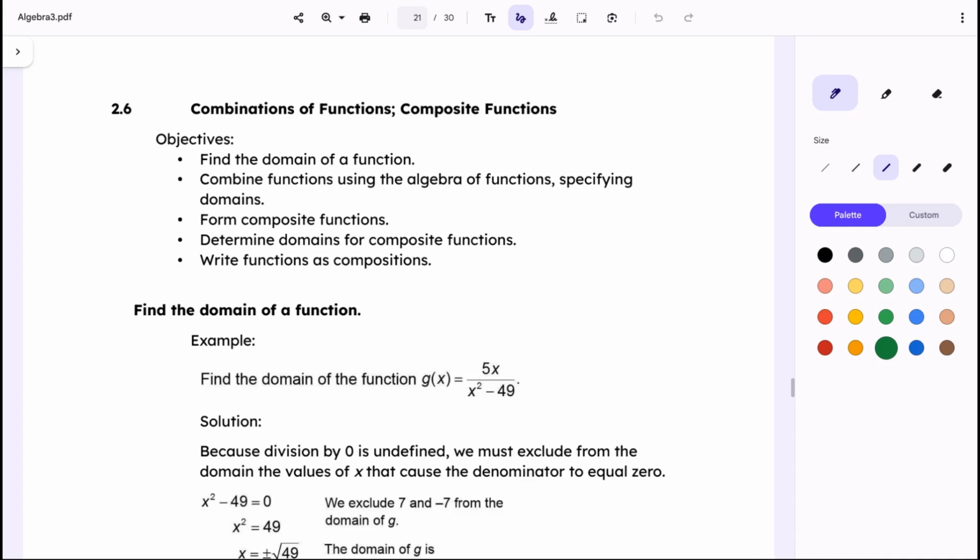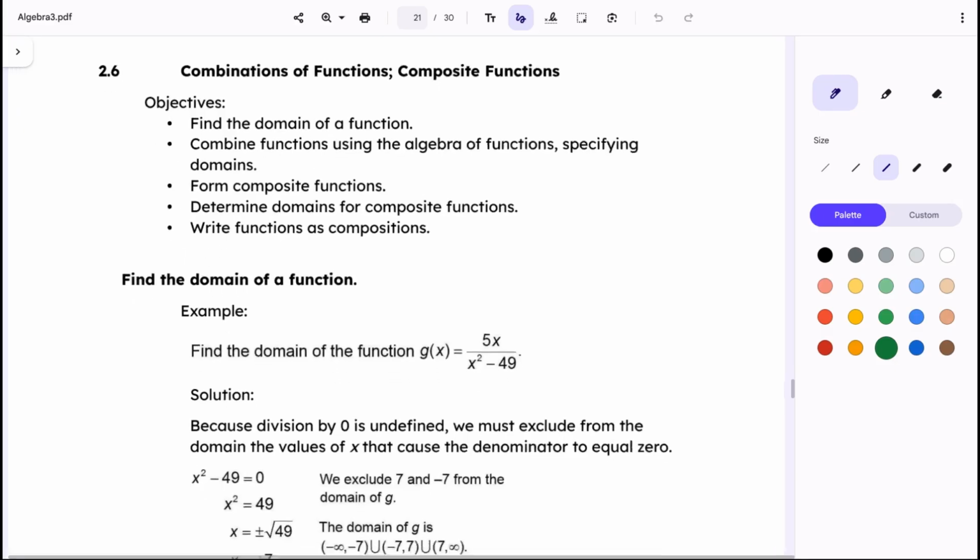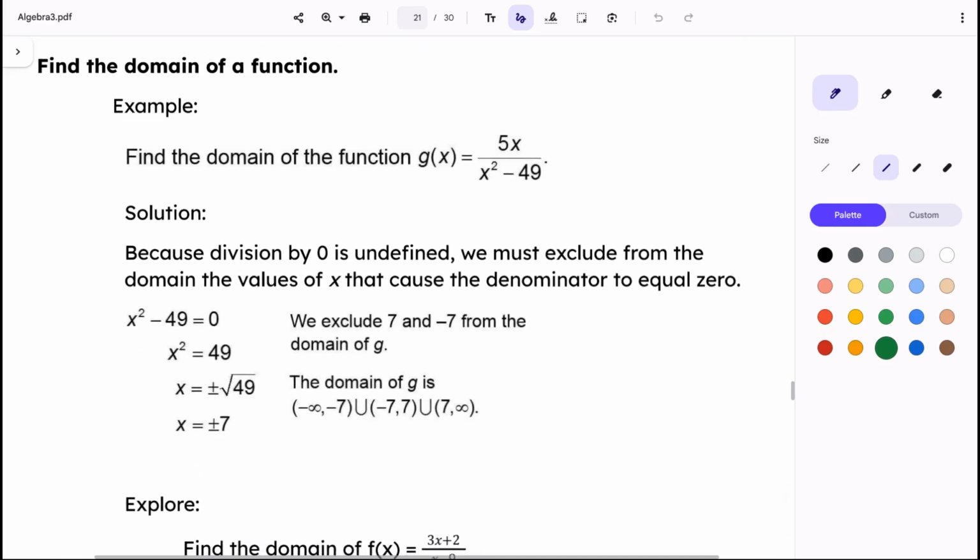We're also still going to talk a little bit about finding domain. So mainly looking at what x values would cause issues. And we've done a little bit of this before when you guys have equations that have fractions involved. You have to look at the denominator. What would cause an issue in the denominator? That's going to cause restrictions on your domain. Okay?